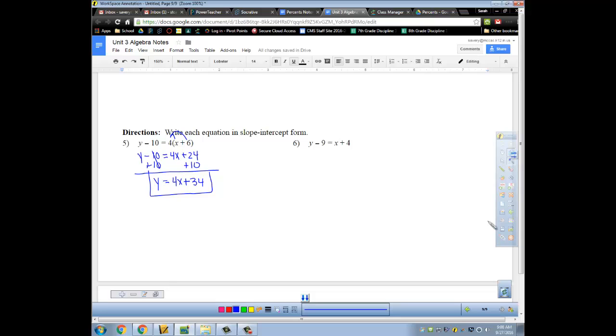And last one, no distributive property, so I just need to get y by itself by adding 9 to both sides. So we get y equals x plus 13.